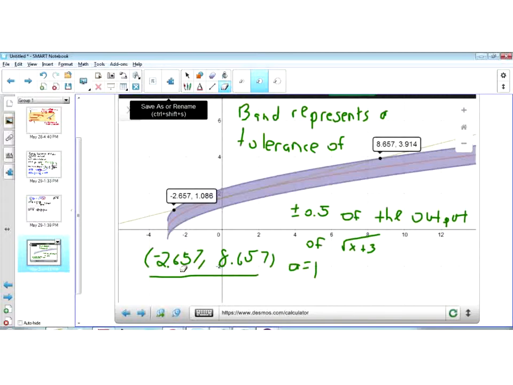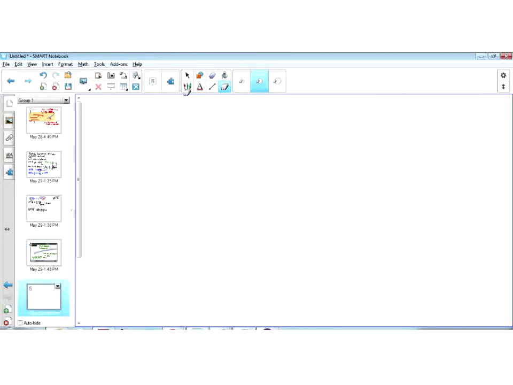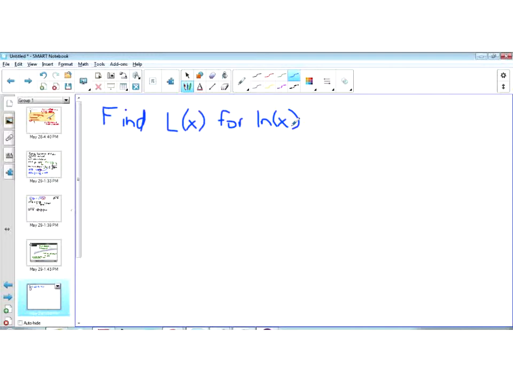What can we do next? Okay, so how about we find the linearization of the natural log function at a equals 1. All right, so we'll do that one. So let me write that down. I don't think this is in the book, but we'll undertake it. So find the linearization for the natural log function at a equals 1.